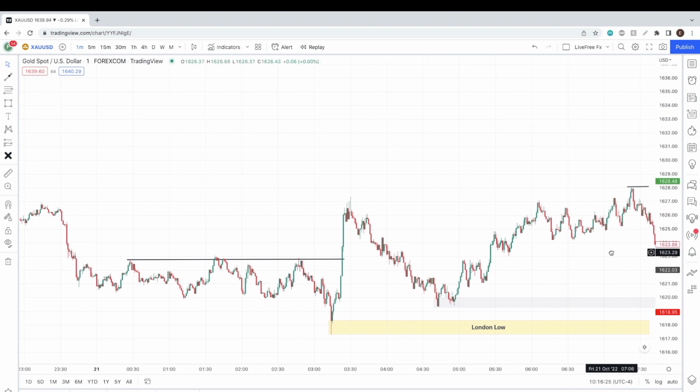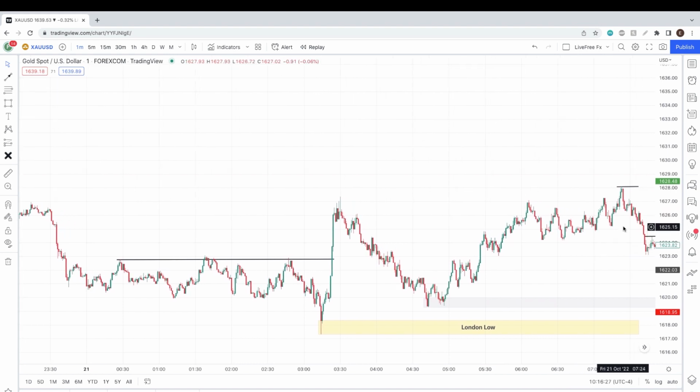So as we're going into the New York session, the next thing that you want to start paying attention to is market structure, in order for you to still figure out who is in control. Right now, we know that price has broken this high, so there's a strong chance for continuation. But you also want to pay attention to the little market structure, because that will also tell you.